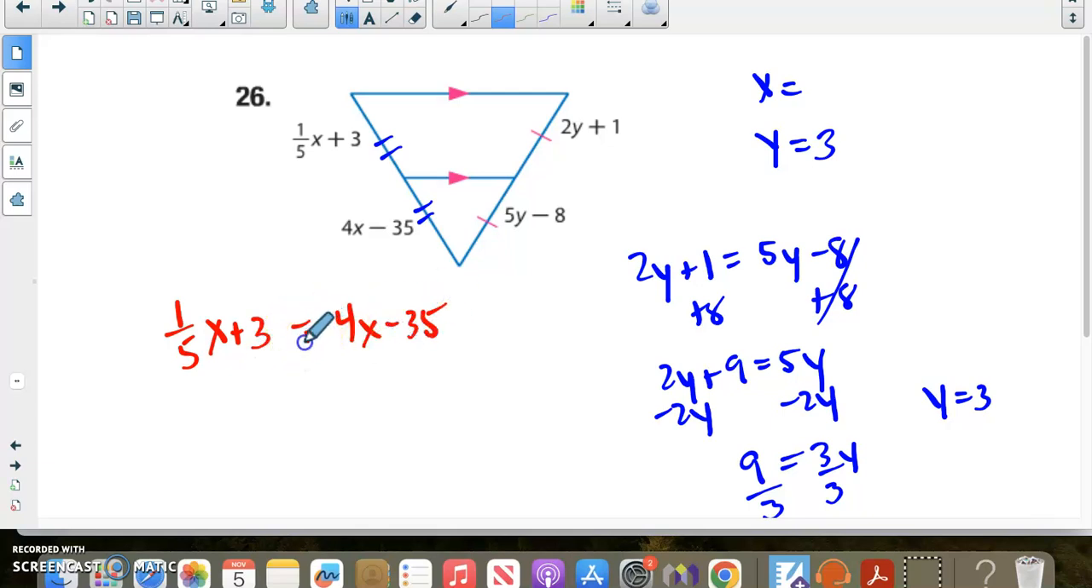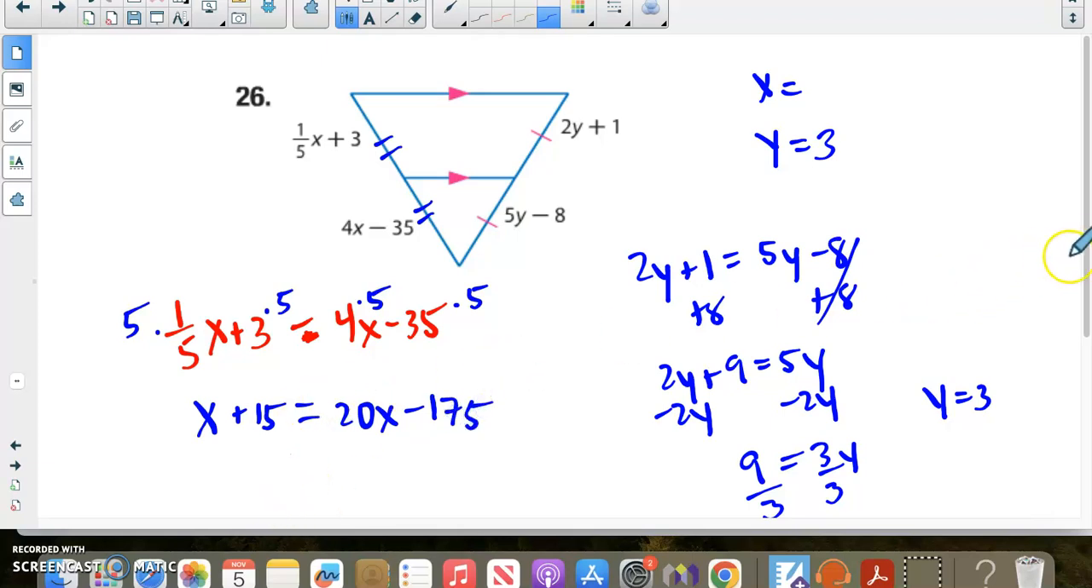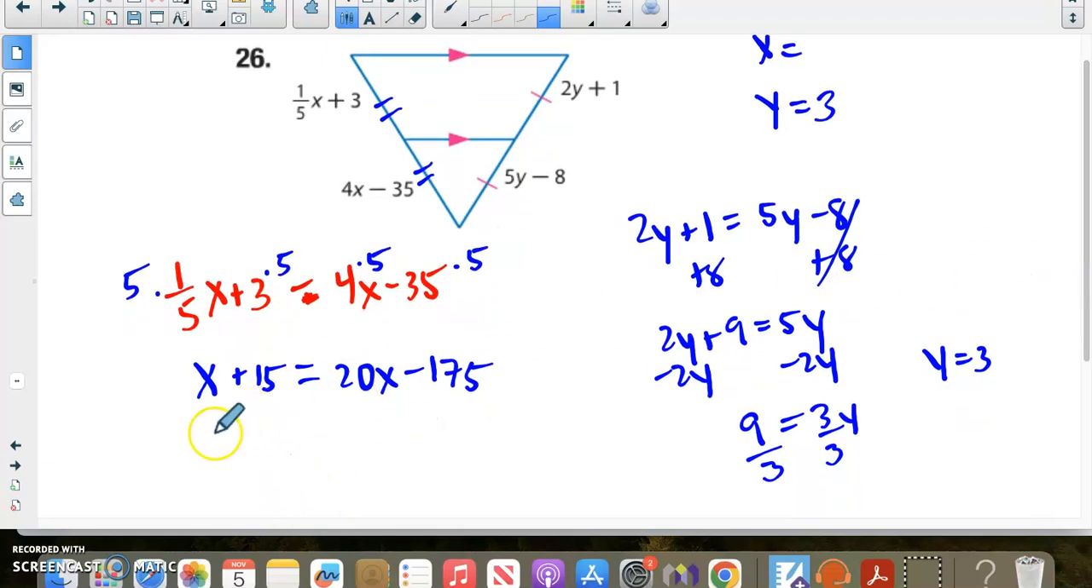Again, I don't like dealing with fractions, so I'm going to go ahead and multiply everything by that denominator to get rid of that fraction. And everybody needs to get multiplied by that denominator. So then I get x plus 15 is equal to 20x minus 175. I'm going to go ahead and add that 175 over. So I get x plus 190 is equal to 20x.